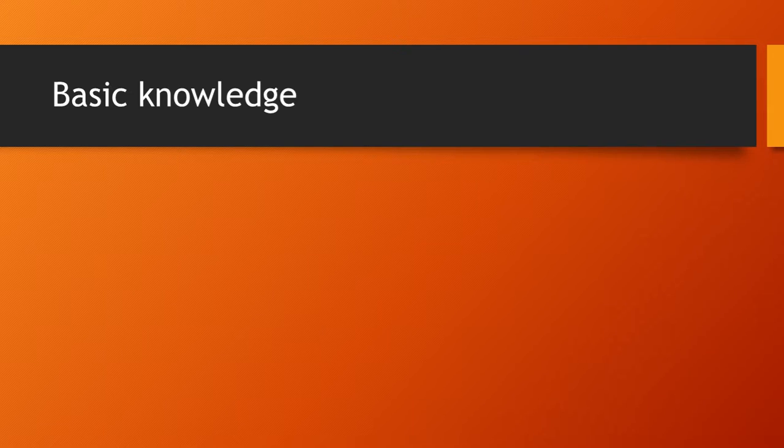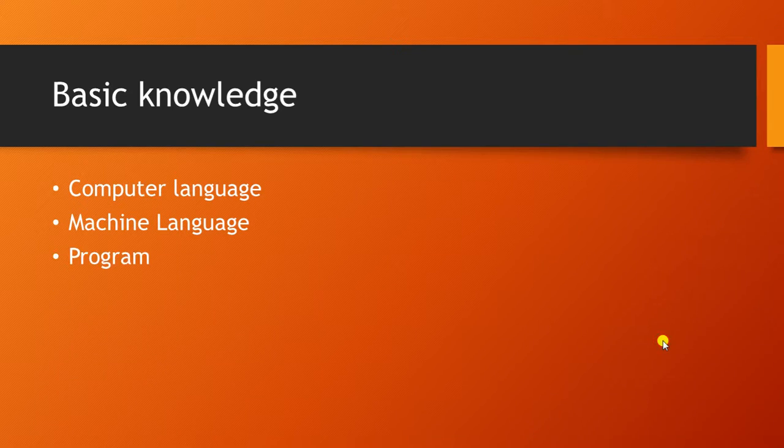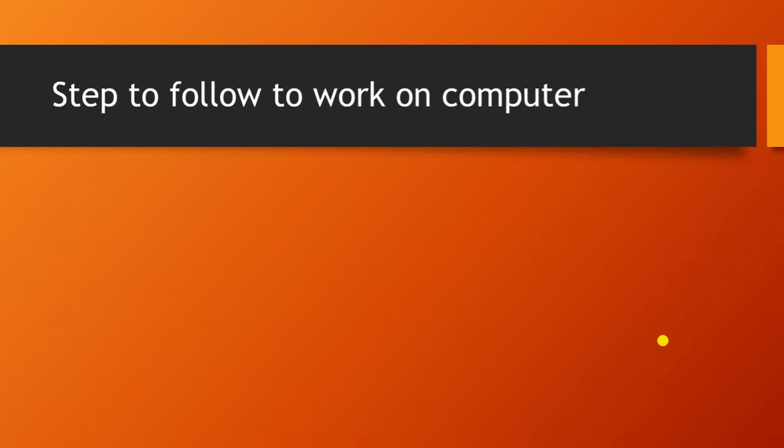A few things you have already understood in the previous chapter: computer language, which we use to write a program. Machine language is understood by the computer. A program is a set of instructions, and programming is the process of writing a program. So the steps a computer follows are: first the algorithm, then the flowchart, then the program. Let's learn about the algorithm step first of all.